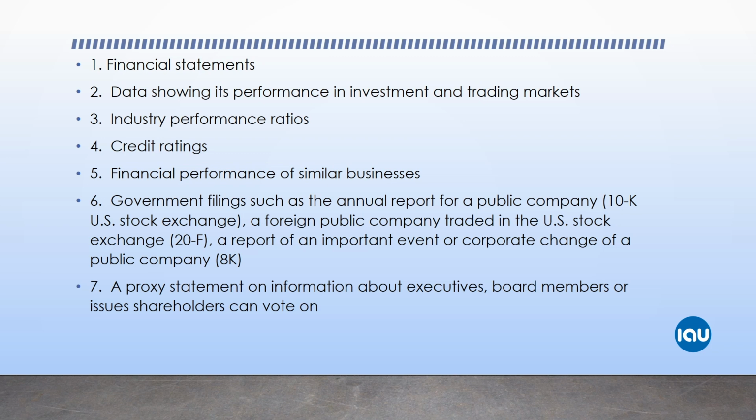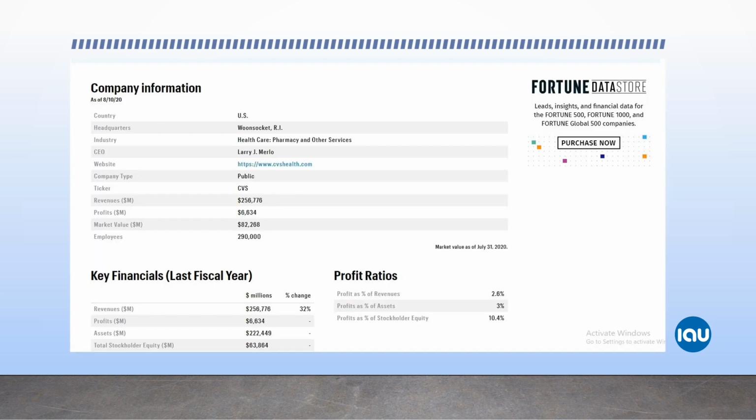And you can actually see minutes for these issues that shareholders vote on in many of the press releases that certain companies will put out. Here I have a screenshot of information that I looked up on Fortune magazine. Fortune gives out information about companies. And this is about CVS. It's a pharmacy, but also they sell other things there as well.